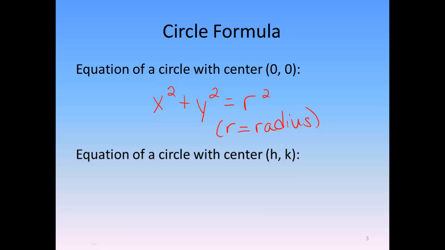But we don't have to have the center at 0, 0. We can move the center off of 0, 0 to (h, k), and here we apply our transformations. So it'll be (x minus h) squared plus (y minus k) squared equals r squared. Just like all of our transformations, we can move things left and right by the h, up and down by the k. So let's see how this works.